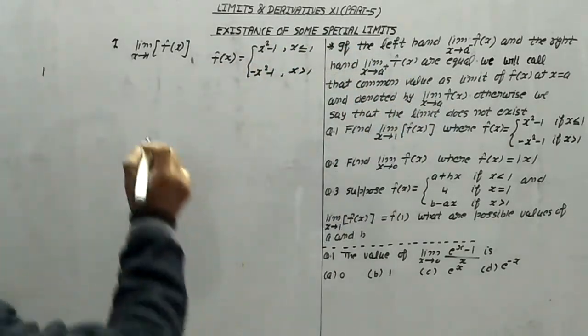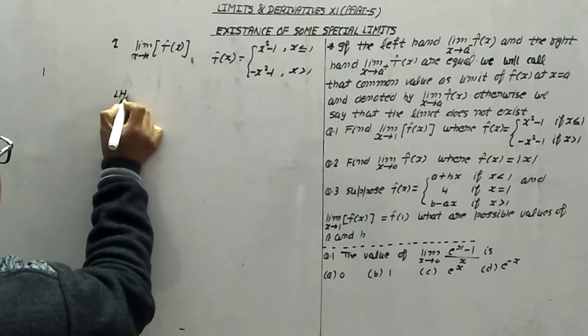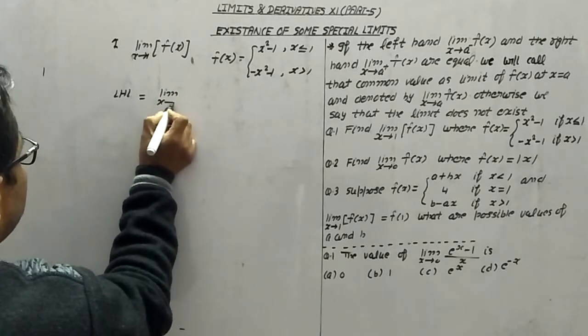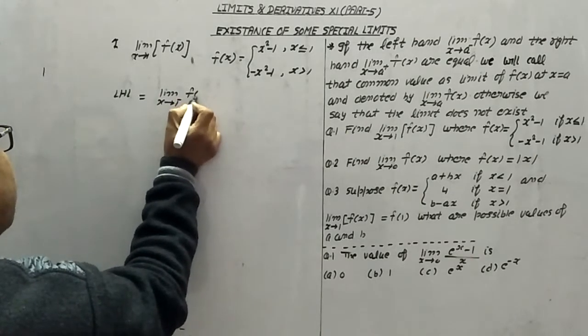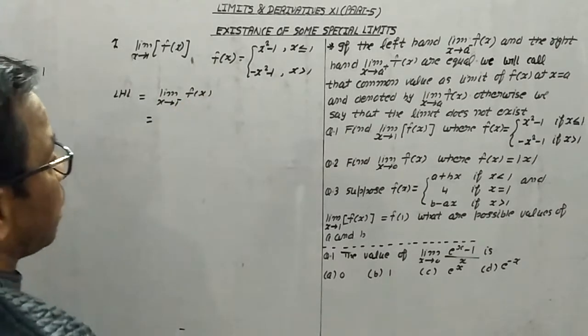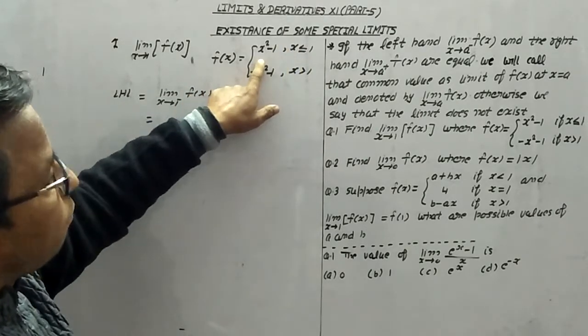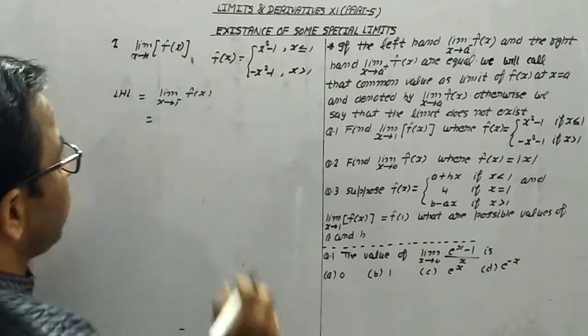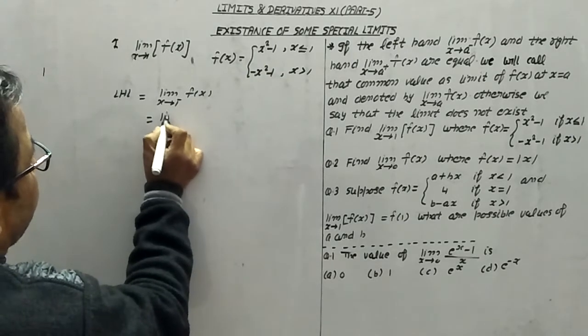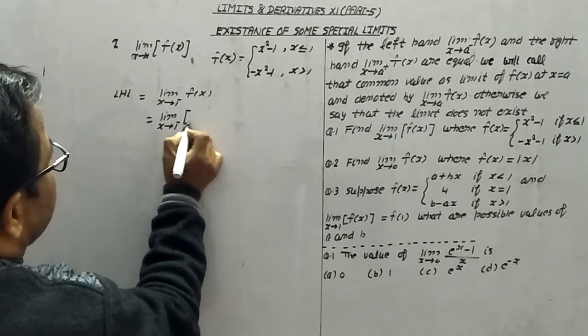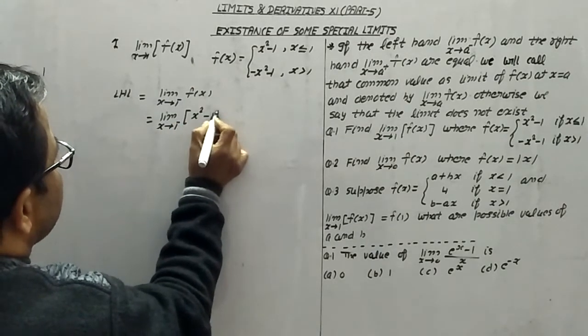So for this, first of all we will check the left hand limit. Left hand limit means limit x tends to 1 minus f(x). This is the indication of left hand limit. Now for x less than 1, the function is this one. So we will take limit x tends to 1 minus, and the function is x square minus 1.